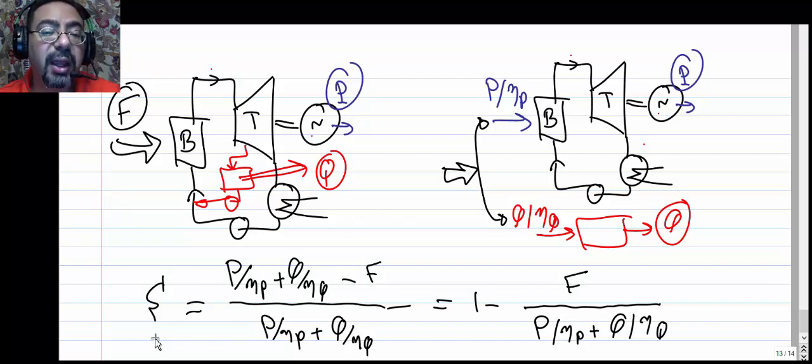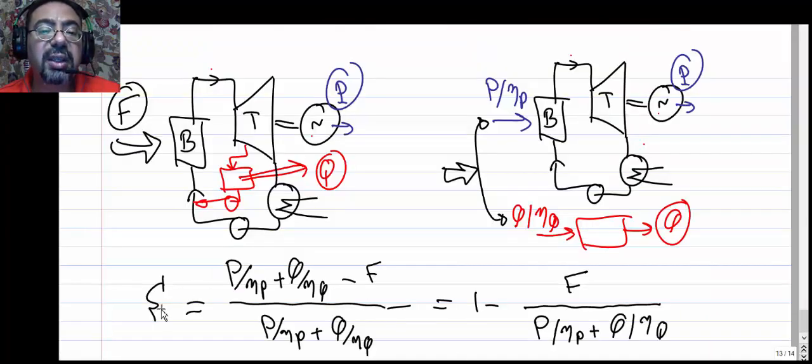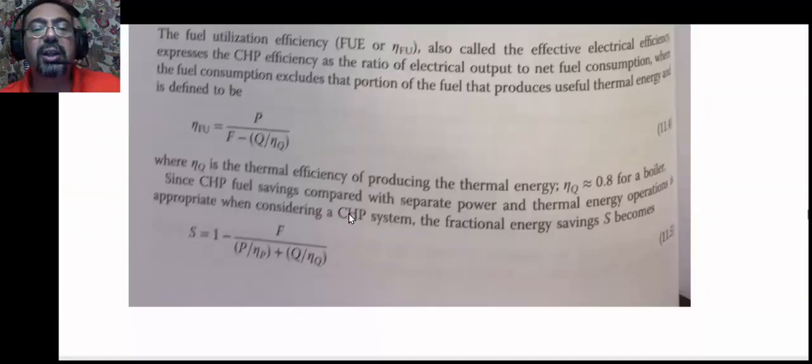So then the saving fraction, what he called over here the fractional energy saving, is how much did you save? You were supposed to burn this, but now you are burning only this. So you're supposed to burn P over eta P and Q over eta Q, the kilowatt hour coming from the electric generation, and the BTU that you are using for your process heating. This is what you're supposed to burn, but instead you are burning this. So the difference is the saving divided by what you were supposed to burn. That would be the saving fraction. Okay, so this guy over this becomes 1 minus this. So this is his definition for the fractional energy saving.